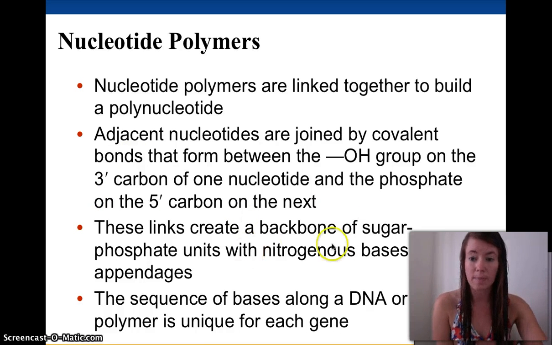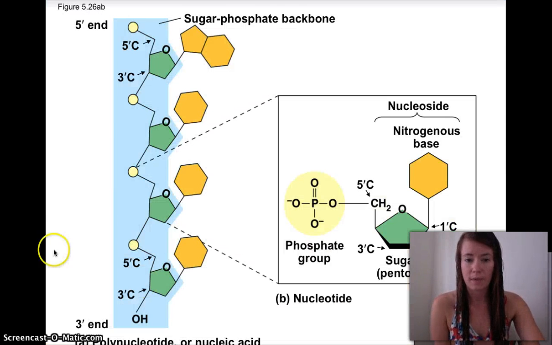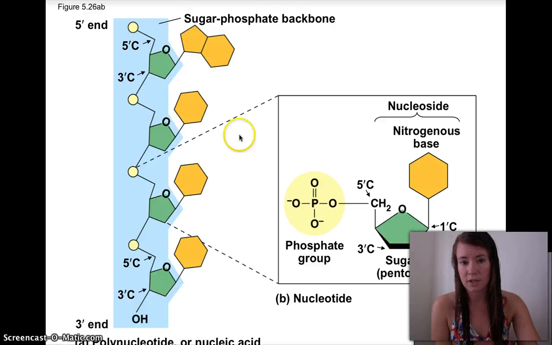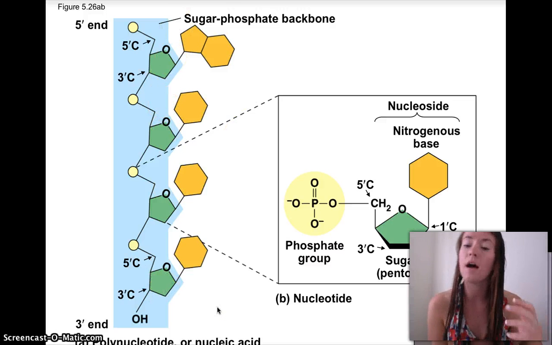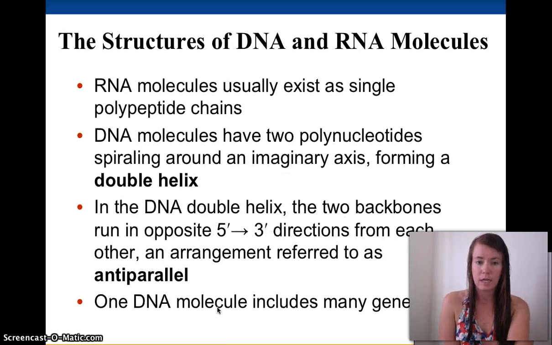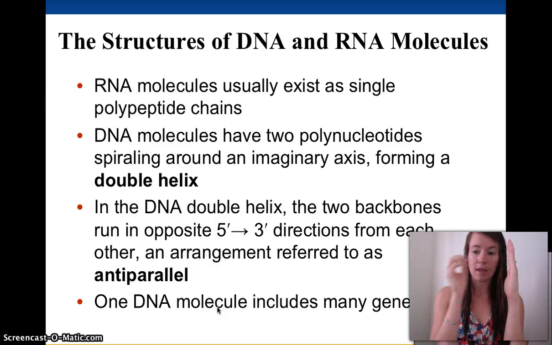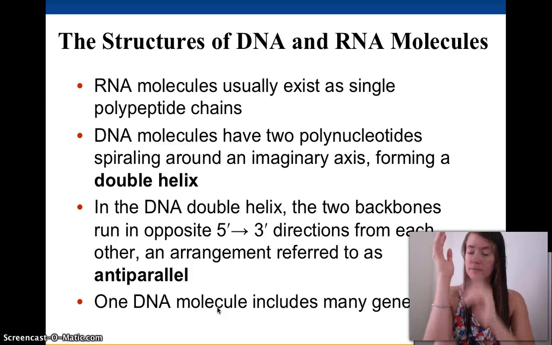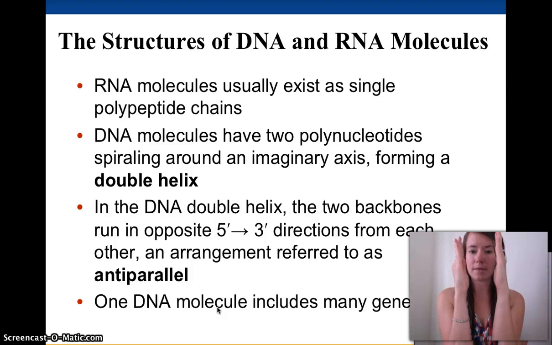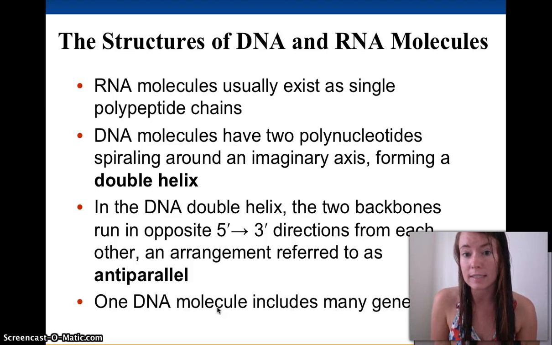And so we get this big, long backbone, like I showed you, and the nitrogenous bases are sticking off. This leaves the nitrogenous bases to interact with other nitrogenous bases. And when that happens, we get double-stranded DNA. So here's my sugar phosphate backbone, and I have all my nitrogenous bases in the middle, and then they form together. You probably remember that DNA is double-stranded, and that's why.